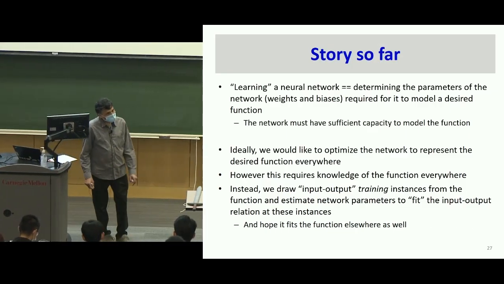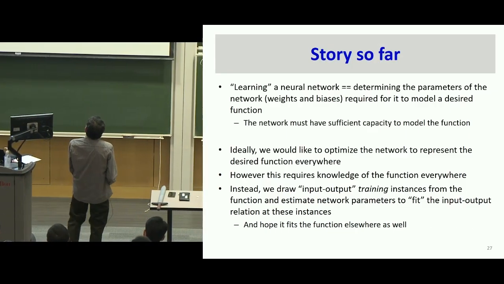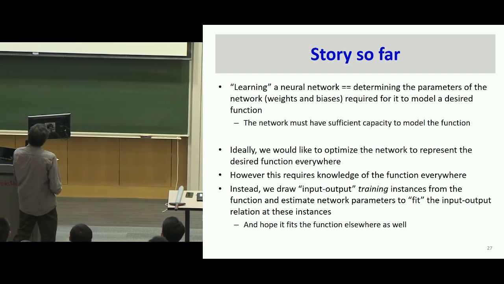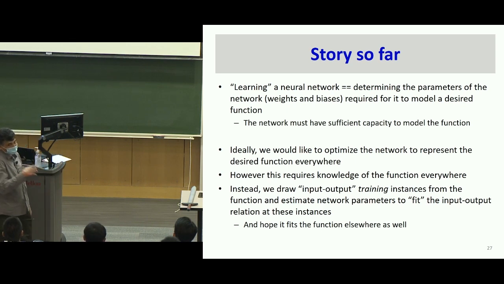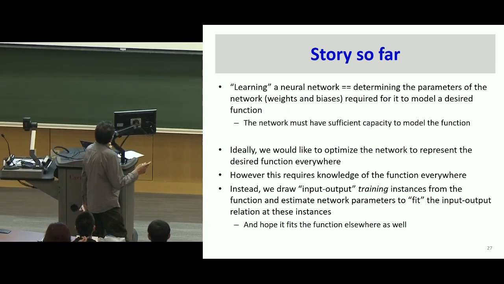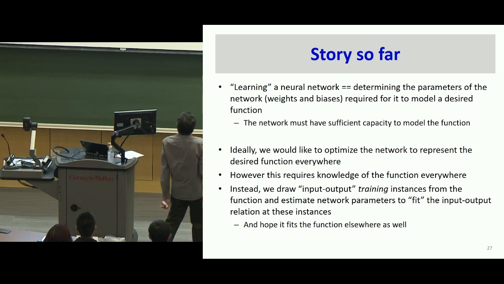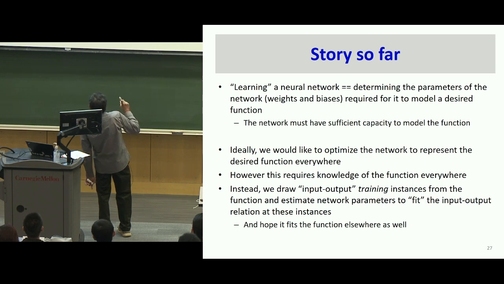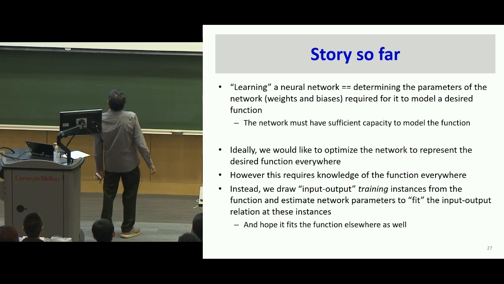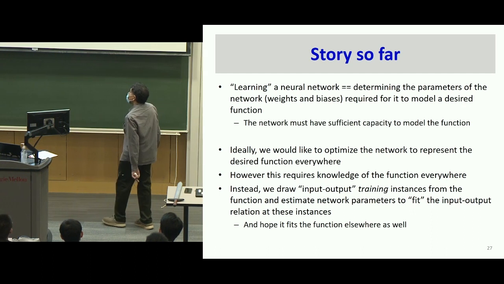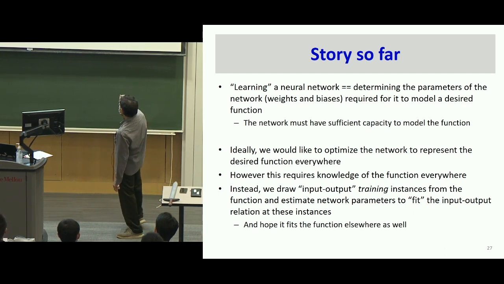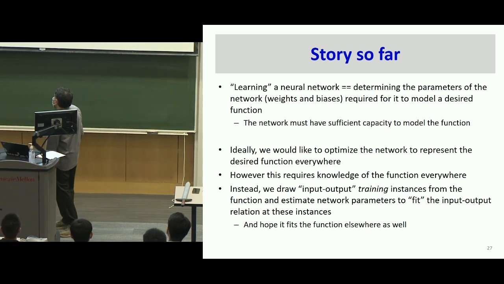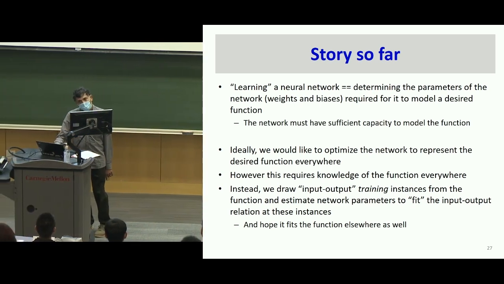And so here's the story so far. Learning a neural network is the same as determining the parameters of the network, the weights and biases required to model a desired function, assuming the network has sufficient capacity to model it. Ideally, we'd like to optimize the network to represent the desired function everywhere. However, this requires knowledge of the function everywhere. Instead, we draw input-output training instances from the function and estimate the network parameters to fit the input-output relationship at these instances, and hope thereafter that it fits the function elsewhere as well.